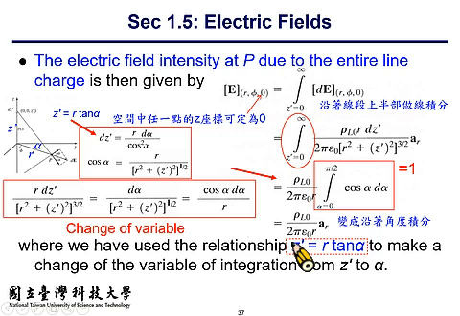Why? Because the dimension of the line source is growing from a point to a line.